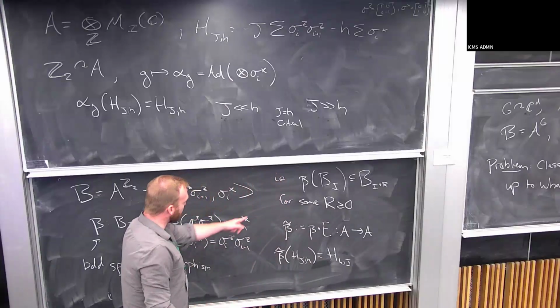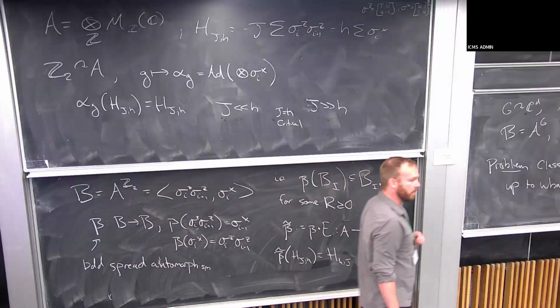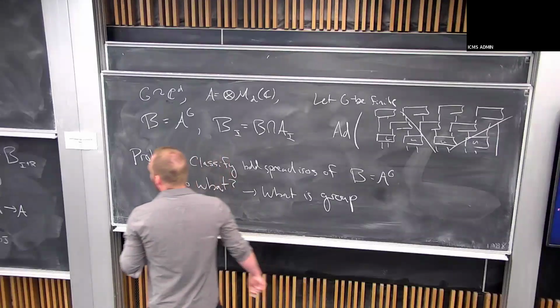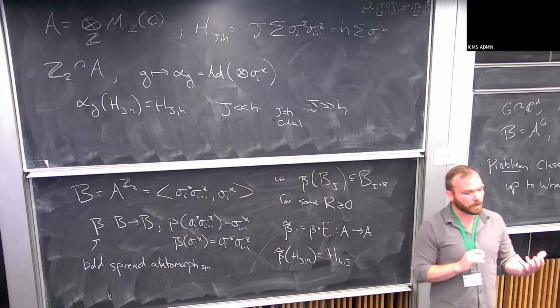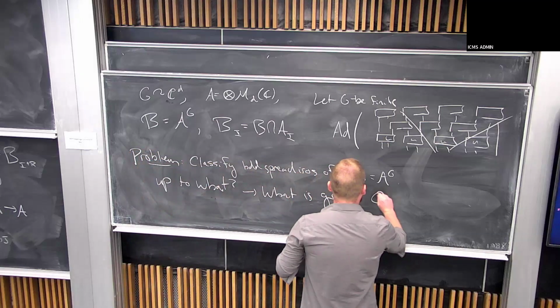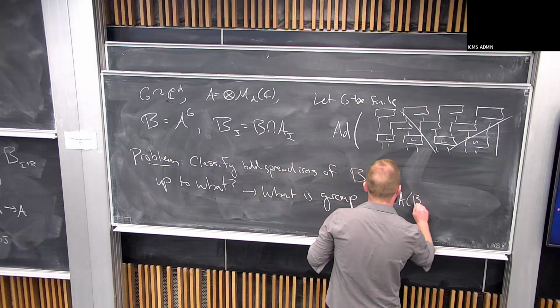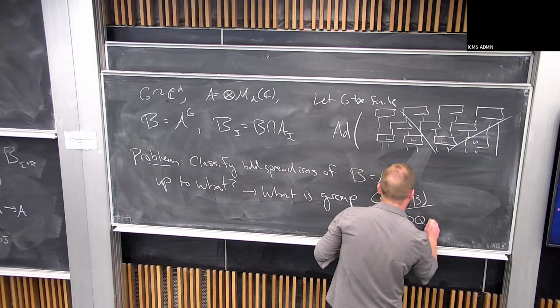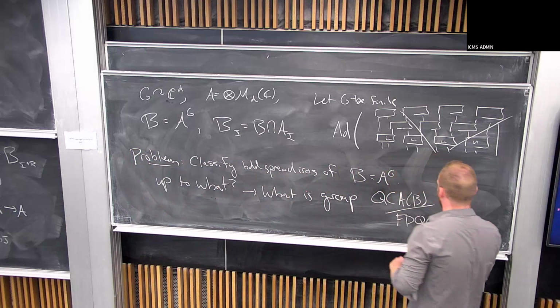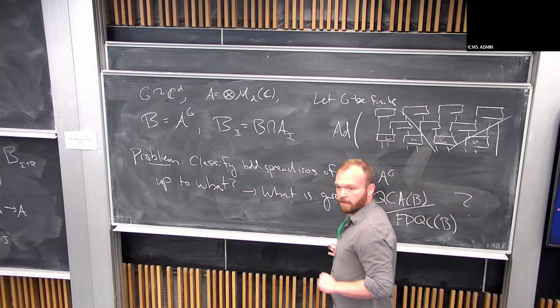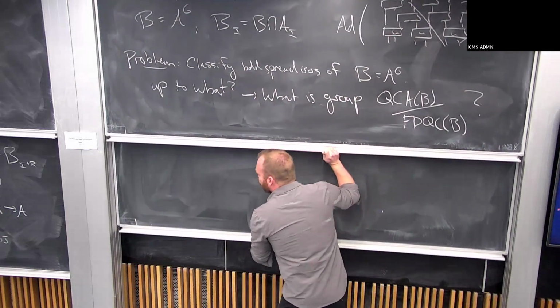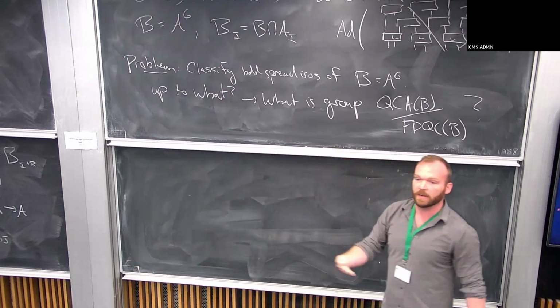I'm going to call these bounded spread automorphisms of these things QCAs. That stands for quantum cellular automata, because if the symmetric subalgebra is just the whole thing, this is literally the definition of a quantum cellular automata. So this is like a quantum cellular automata defined on a symmetric subalgebra only. I'll call it QCA of B modulo finite depth quantum circuits. So that's the question. Okay, good. Everyone happy?